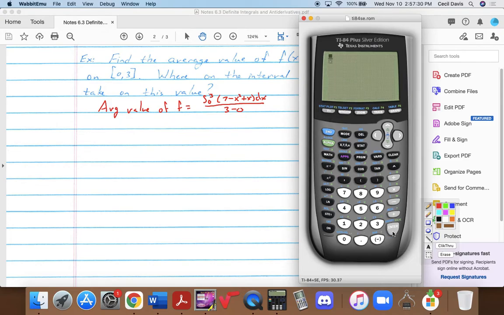So we can do this pretty easily. Oh, yeah, your calculator does it for you. Remember I told you that's one of the things you're required to know. So 7 minus x squared plus x with respect to x over 3 minus 0. So the average value of the function is 5.5.